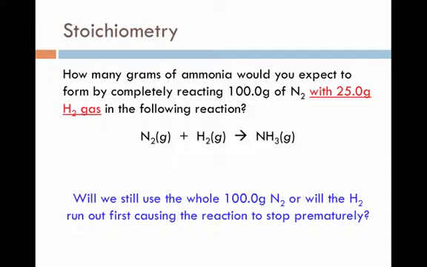The point of all this is we can no longer assume that the full 100 grams of nitrogen is going to be used. It might be the 25 grams of hydrogen that's going to run out first, and as a result, that'll change the context of the problem. We have to add in an extra step to these calculations to first determine which chemical runs out first, and then proceed with the stoichiometry as we've done it before.